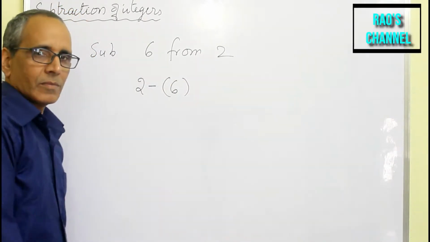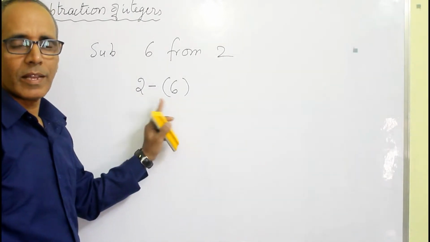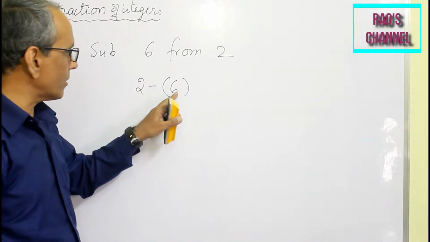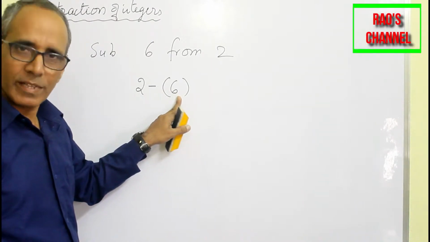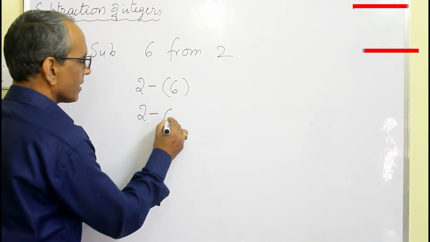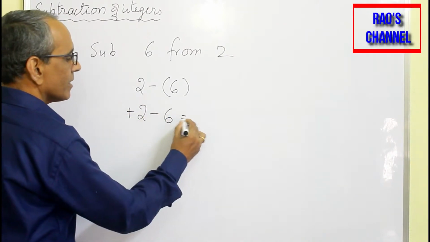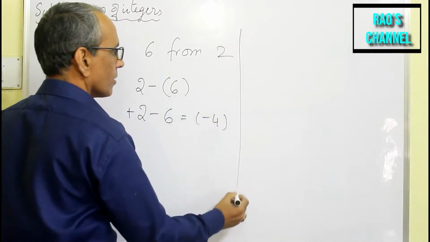Okay. Since the subtrahend is a positive integer, write the additive inverse of this. What is the additive inverse of this? Minus 6. So it is 2 minus 6. So plus 2 minus 6 gives minus 4. Okay. And one more question.